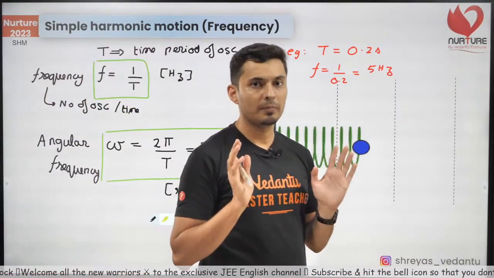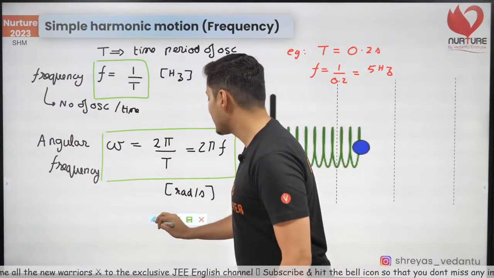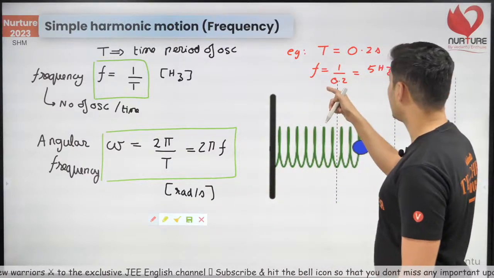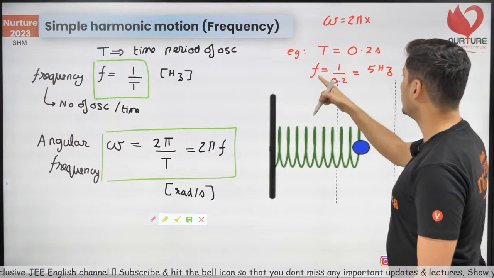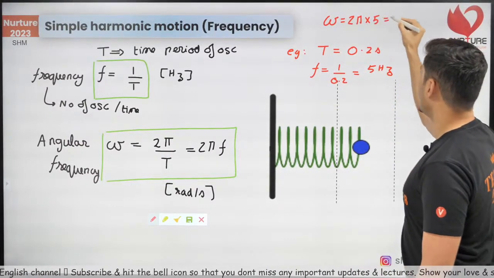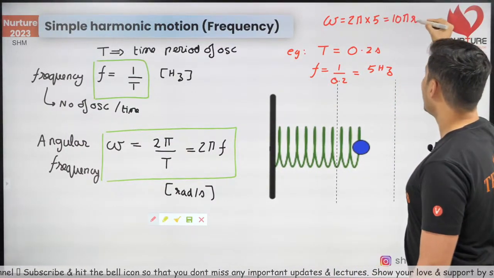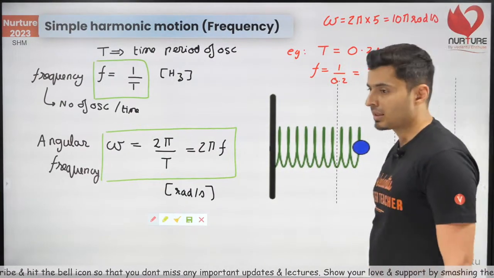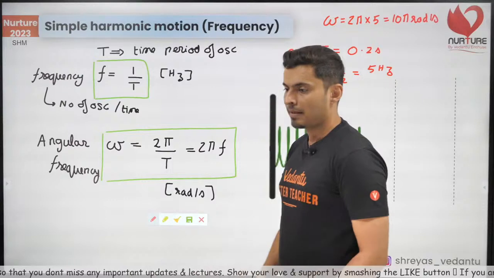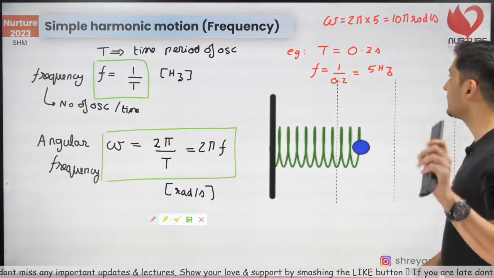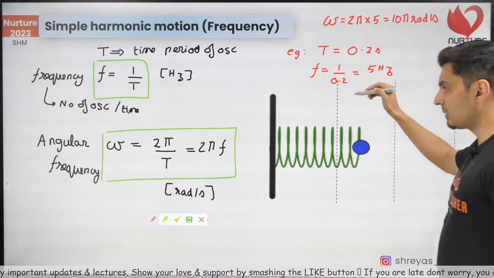So be careful. So for this numerical example, if I had to find out omega, it will be 2 pi into f, f is 5, so it will be 10 pi radian per second. Omega is the symbol, that's it. So be careful. So that's what we just figured out.